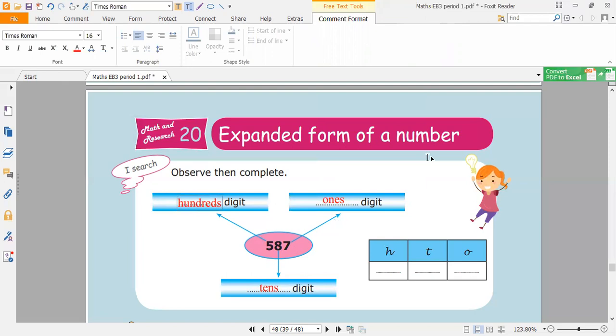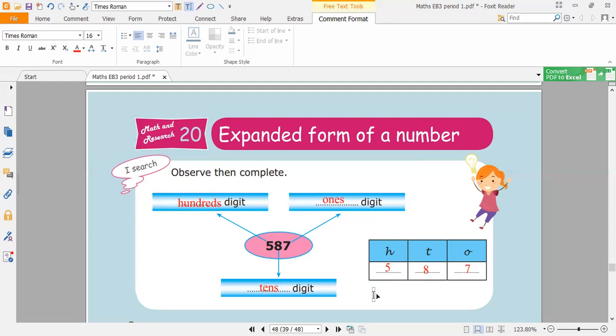Ones, tens, hundreds. So here, how many ones do I have? I have 7 ones. And how many tens? I have 8. And how many hundreds? I have 5. Now, if I want to expand this number, how can I expand it? Expand means to separate the digits to each place.